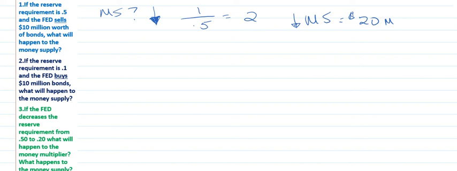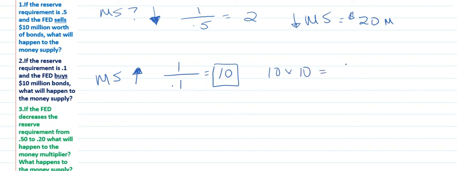All right, number 2, if the reserve requirement is 0.1 and the Fed buys 10 million in bonds, what will happen to the money supply? We know that the money supply is going to go up because they're buying. So we know money supply is going to increase, but by how much? We need to find our multiplier, which is 1 over 0.1, so this is 10. There's our multiplier. Okay, 10 million times 10, and that is going to give us an increase of $100 million. So the money supply will increase by $100 million.